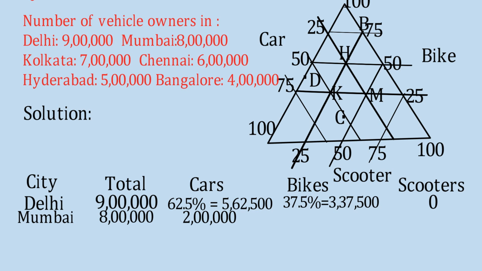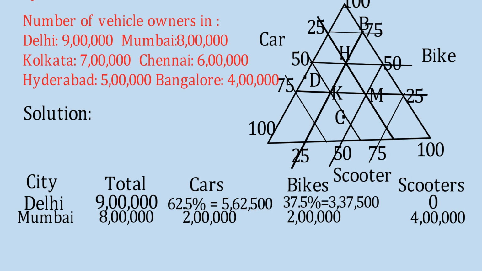Then similarly for bikes, where does it lie? On the bike axis, that is the horizontal axis, it is 25%, that is 2 lakh. And for the scooter axis, which is the upward right tilted axis, it is 50%, that is 4 lakh. Do get reminded once again of the axis. The upward left tilted axis is for car, the horizontal axis is for bike, and the upward right tilted axis is for scooter.